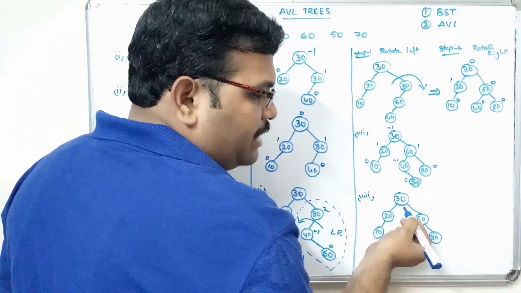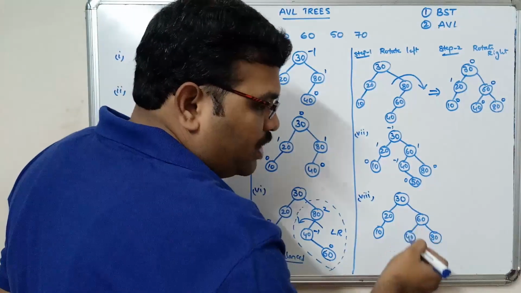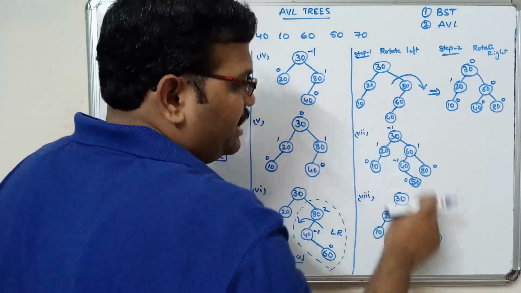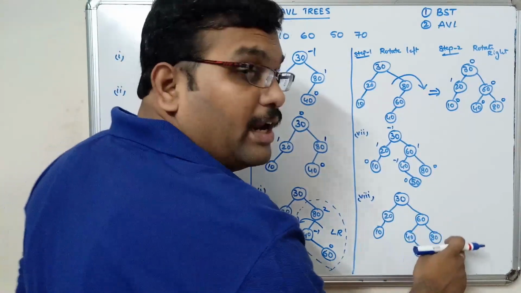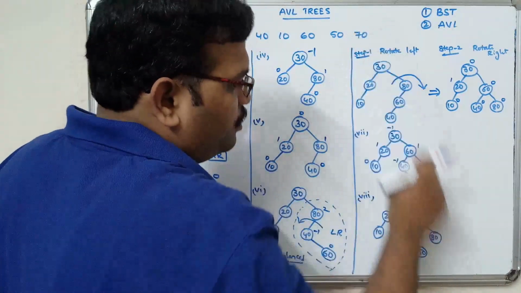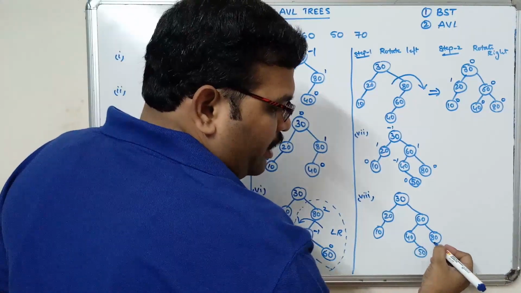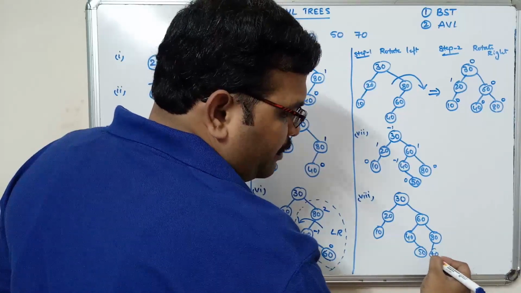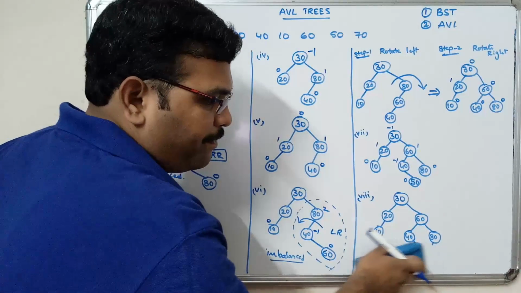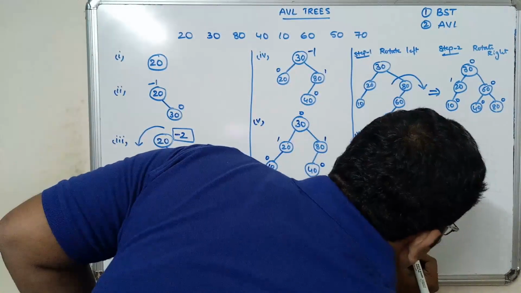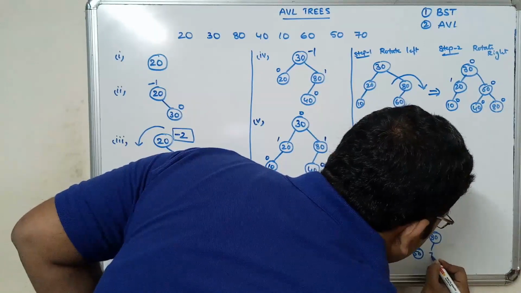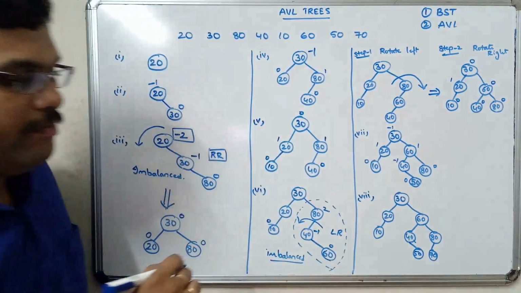So 70 is greater than 30, so it should be inserted towards the right subtree. In the right subtree 60 is there, so 70 is greater than 60, again we have to go with the right subtree. In the right subtree there is an 80, so 70 is less than 80, so 70 should be placed here itself. So that means it should be placed towards the left hand side. For 40 it is a 50, and for 80 it is a 70.